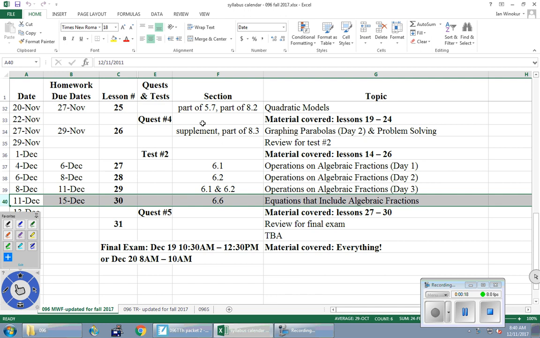The answers to questions in the last three classes were expressions like x plus 5 over x minus 2. Today the answers are going to be numbers, x equals 17, x equals -4. Okay, we're solving equations today.